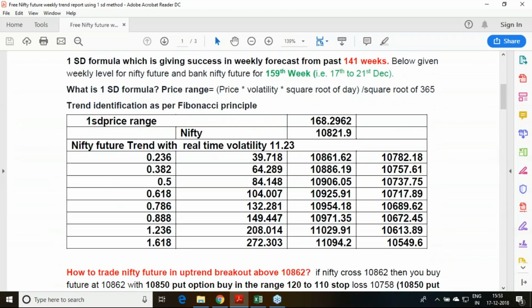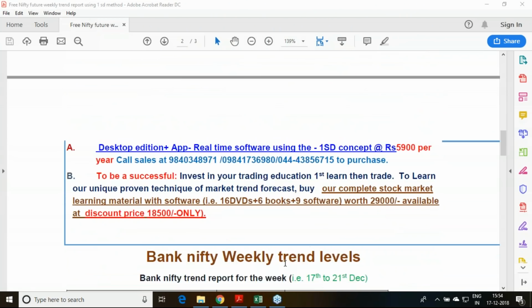I have demonstrated that if you had entered the Nifty future trade along with the 10,850 put option, you could have made a 1,800 profit by the end of today. Taking today's closing price as reference, you are sitting at a 1,800 rupees profit. Similar things you can find out in Bank Nifty also.